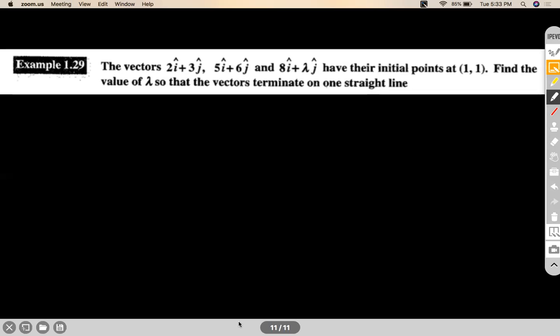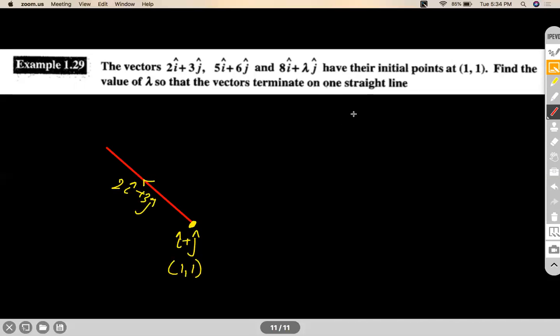Sir, how can 2i plus 3j have a point (1, 1)? It doesn't even lie on that, no? Which one? So how can 2i and 3j have initial point (1, 1)? You didn't understand the question. See, there's a vector which is 2i plus 3j. Okay, this is the vector, and its initial point is i plus j. That means the position vector of this point is i plus j, or (1, 1), what you're calling it.